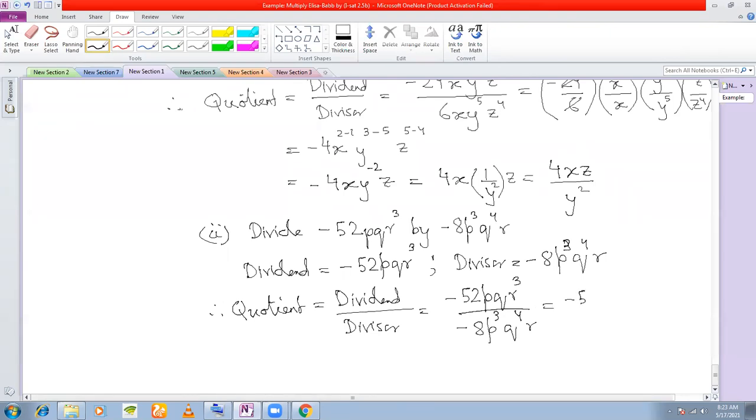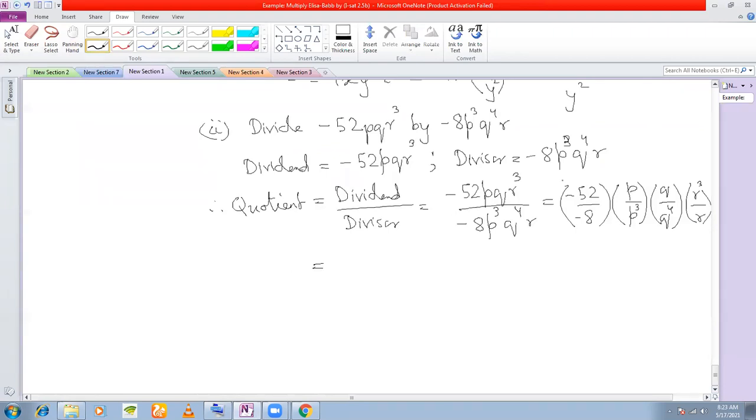Again here now you take the constants together, that is the coefficients you take together. You take the variables together, you have p by p cube. Next you have q by q to the power of 4, and next you have r cube by r. Okay. Now in your coefficients you can cancel out, you can cancel with 4. This minus and this minus will cancel. 4 into 2 and you have 13. So you simply get 13 by 2.